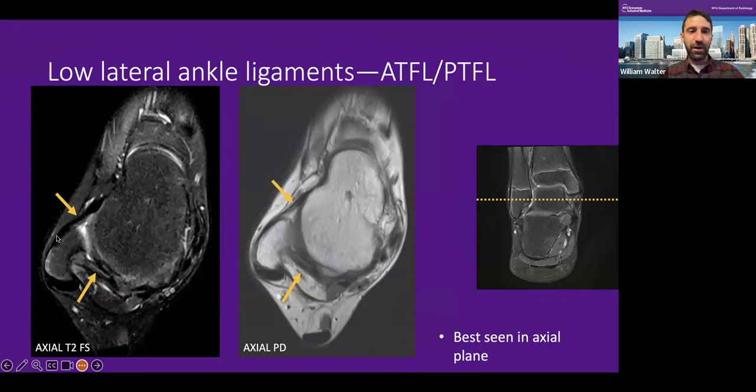So here, even lower down, these are the lateral ankle ligaments, the low ligaments. These are the ATFL, the anterior talofibular ligament here, spanning from the anterior distal fibular tip to the lateral aspect of the talar body. This is the posterior talofibular ligament here. It has multiple bands of tissue, so it has this kind of striated appearance, and that's normal.